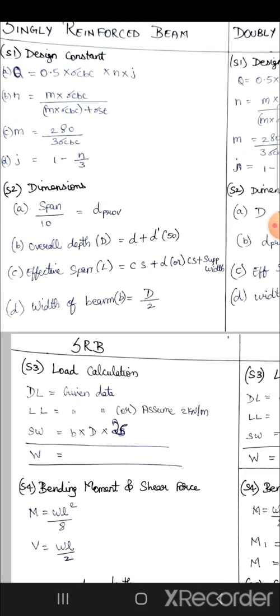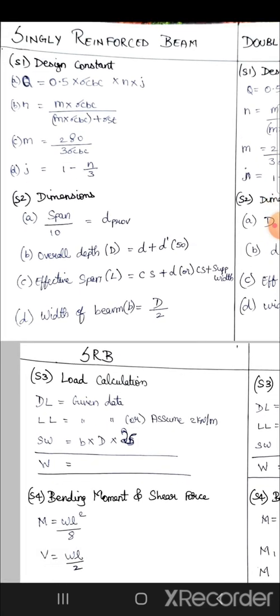Next step is calculating dimension. Dimension for singly reinforced beam: span by 10 for calculating depth provided. Overall depth equal to depth provided plus clear cover 50.